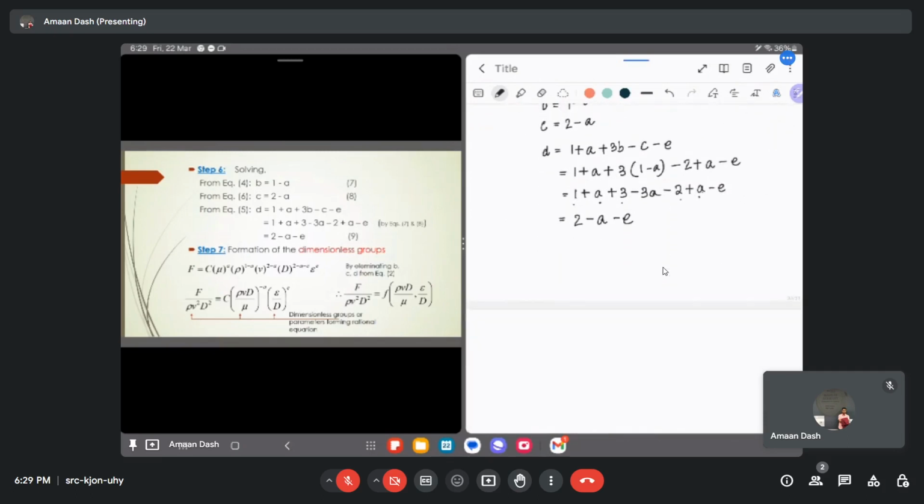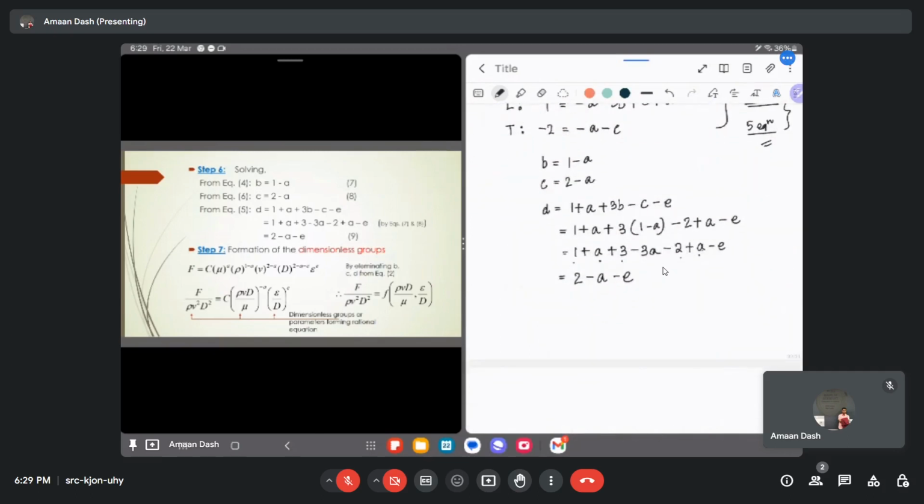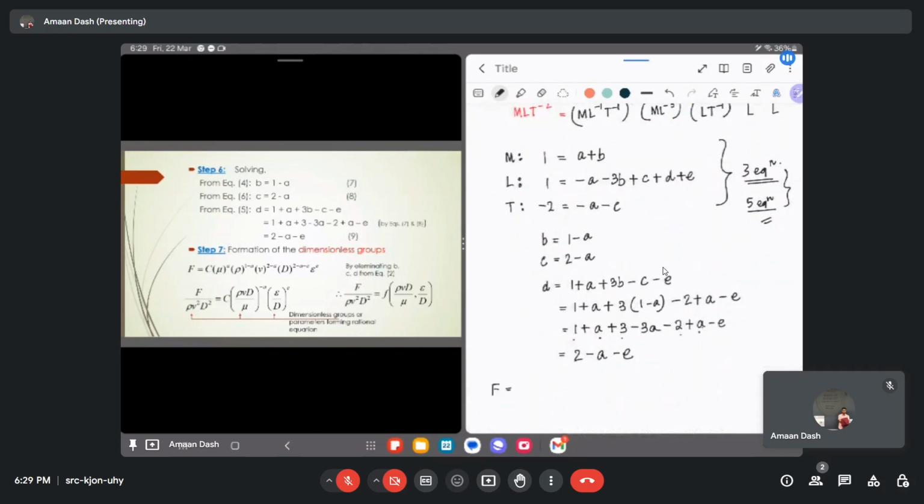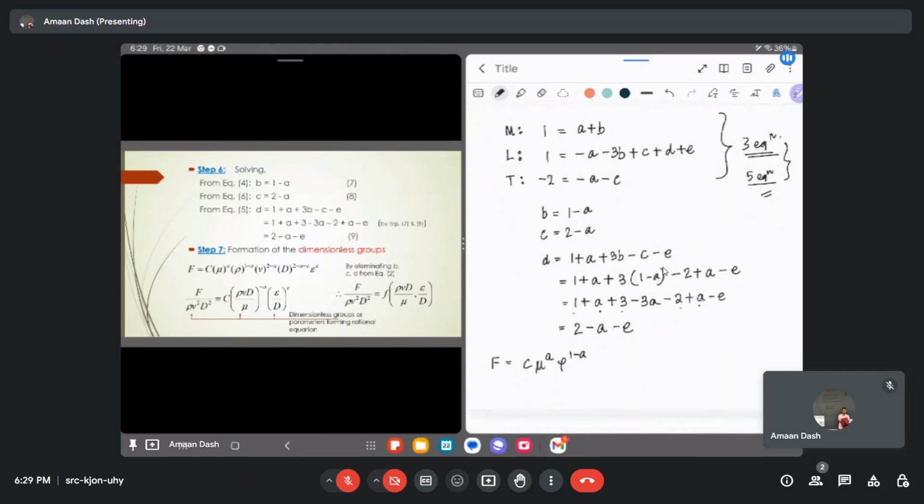It's not necessary that A and E should be the variables. Any two variables you can express by your choice. Okay. Now let us see what we can do. So now we have F equal to, first, C times mu to the power of A, rho to the power of B, where B is nothing but 1 minus A, and then velocity V to the power of 2 minus A, and D to the power of D, which is nothing but 2 minus A minus E, and roughness to the power of E.